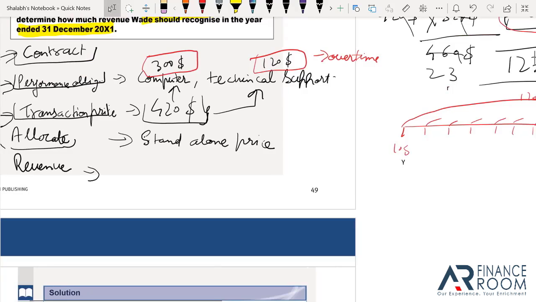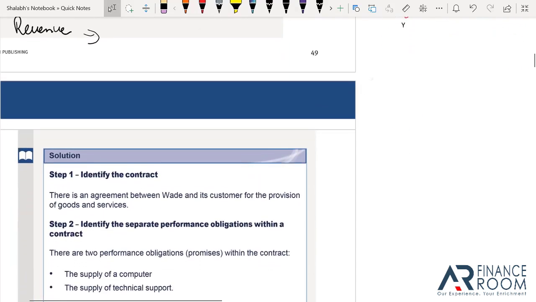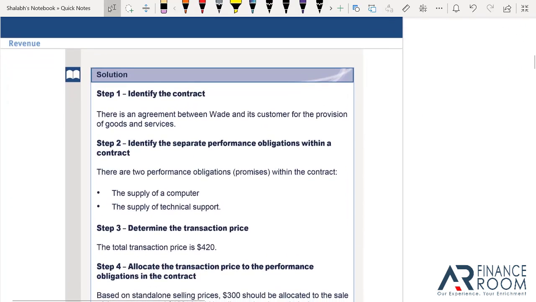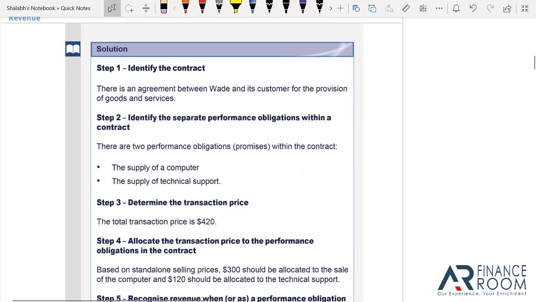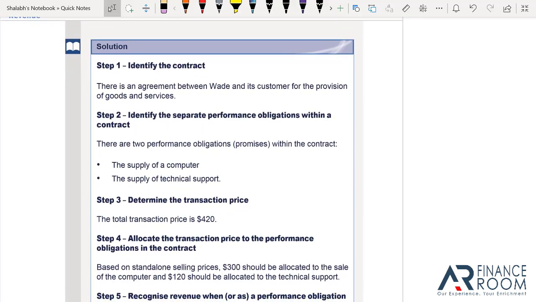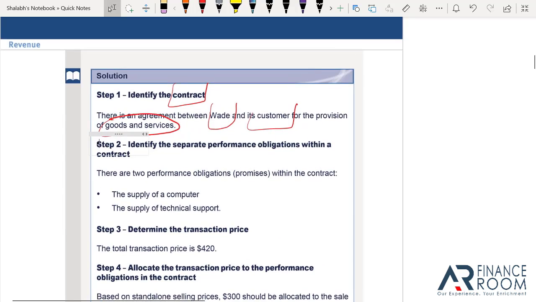All right. Now we shall be going through the actual answer. Now see, you will understand how you write an answer. What's the first point? C stands for contract. Identify the contract. The contract is between Wade and its customer for provision of goods and service both. What's the good here? Computer. What's the service here? The service here is the technical support arrangement.